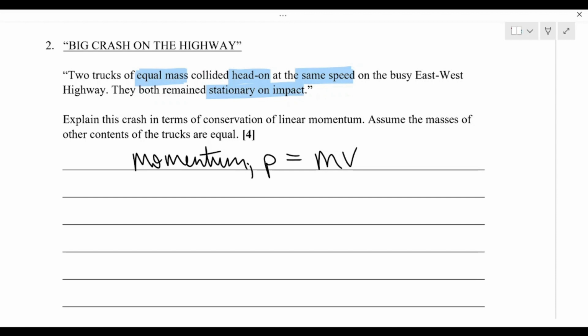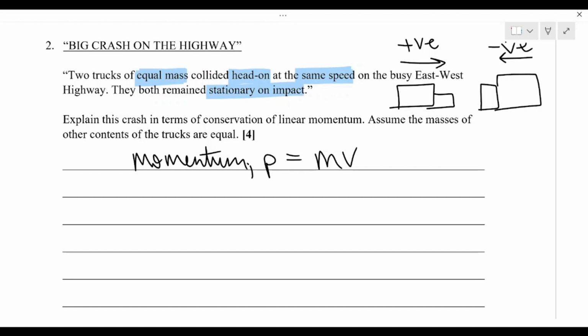And I say absolute value because the trucks collide head on. So when you have one truck colliding with another, one has a positive velocity and one has a negative velocity, because velocity is a vector. Therefore, we know that the total momentum before the collision is going to be 0. Positive of one value plus the negative of the same value gives you 0.